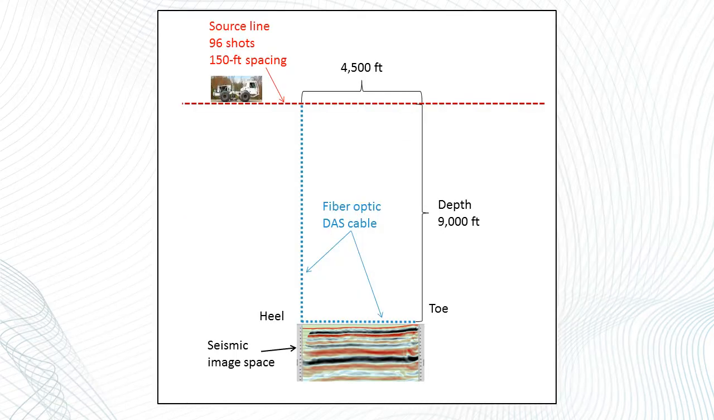So we show here a diagram of the data set that we'll be showing today, the real data set. We have, as blue dots going down into the earth, a wellbore going vertically down to about 9,000 feet, and then it turns horizontal. It's a fairly short horizontal, about 4,500 feet long. At the surface of the earth, we had vibroseis trucks. There were 96 source points at a nominal spacing of about 150 feet.